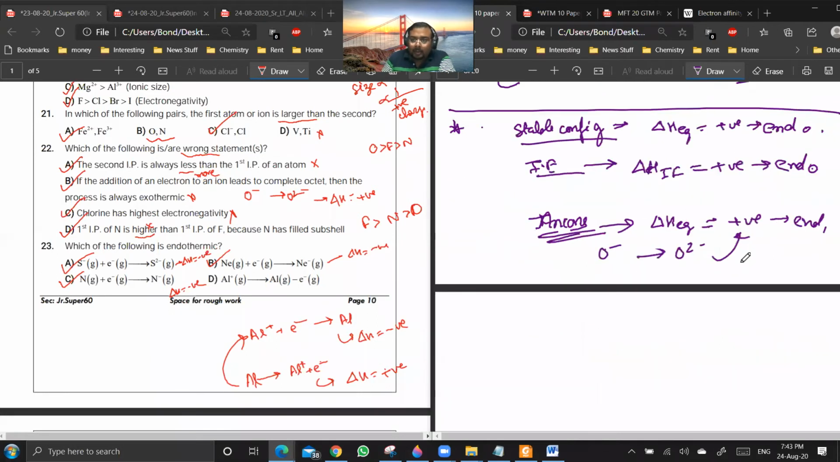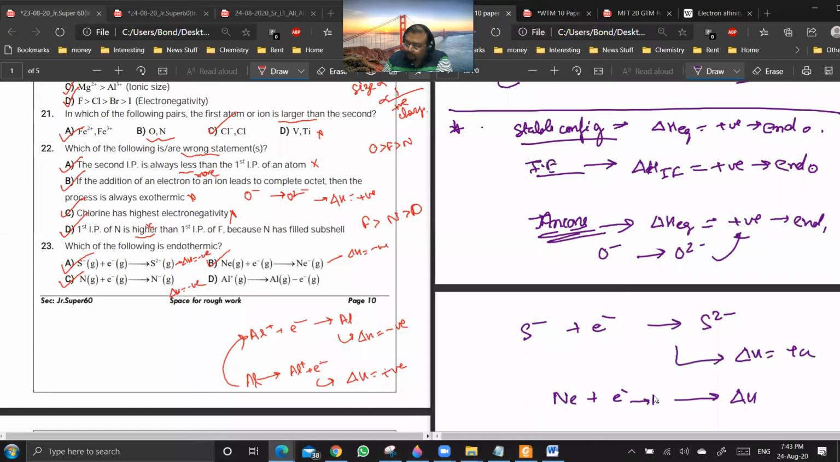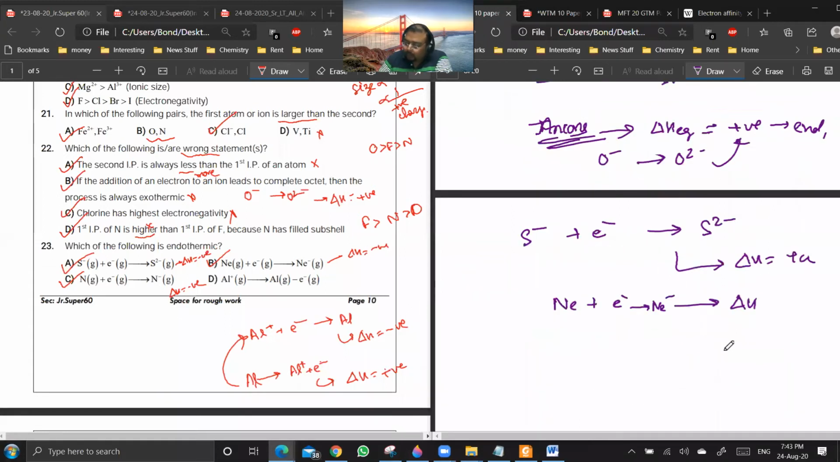And the last case is when you're talking about cations. Suppose I'm talking about S minus plus electron. Now analyze it as per what I have discussed. Can you tell me what will happen in this case? Delta H will be positive or negative? Positive. Second case, neon plus electron, delta H. Positive.